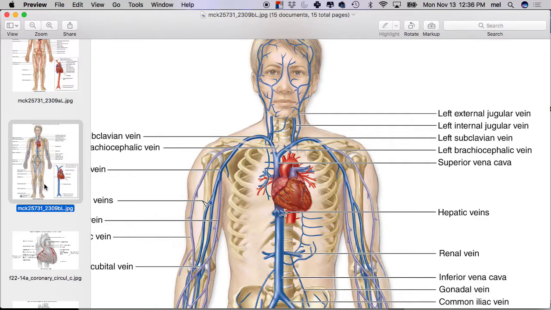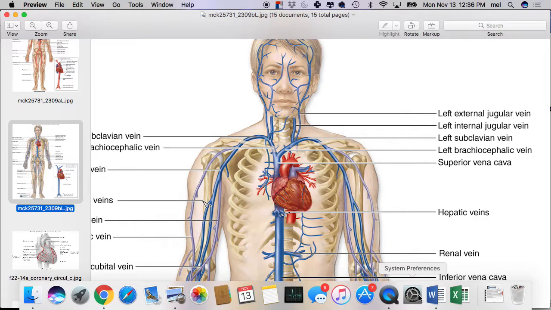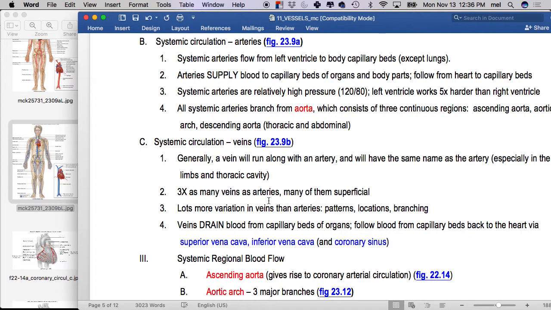And so we are going to do systemic arterial and systemic venous circulation together. Generally, although not always, if you find an artery and you find the vein running with it, they're named the same things. That's especially true in the arms and the legs. It's really not very true here. Venous pattern is really different in the abdominopelvic cavity. As I mentioned, there are 3 times as many veins as arteries, and many of them are superficial. And veins branch anywhere they please, because there was really no evolutionary pressure against them branching wherever they please. So the unfortunate thing for anatomy students is that means that you have to look at all of the cadavers.